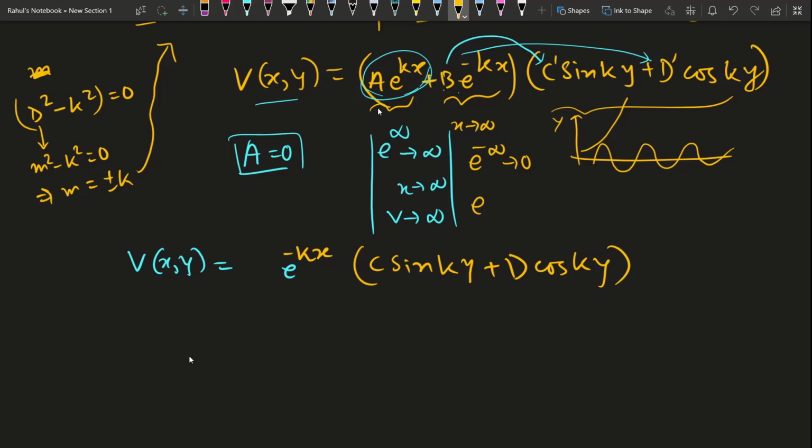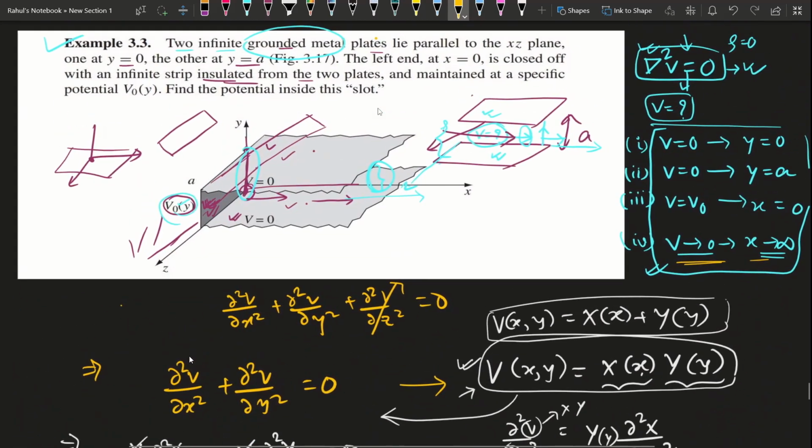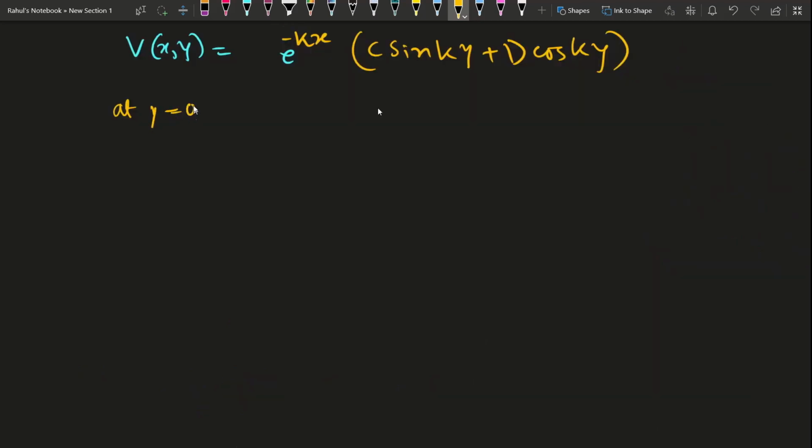Now we will use another boundary condition, at y equal to 0. What happens? You can understand that this becomes d e to the power minus kx, and this will be 0. This should be valid for any value of x, right? x can be anything, but this should be 0. So how is it possible?